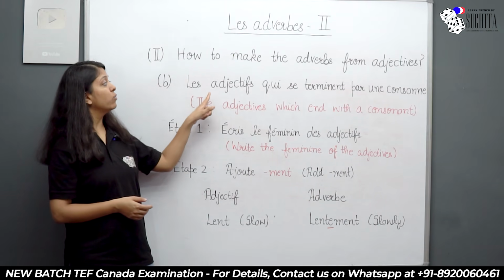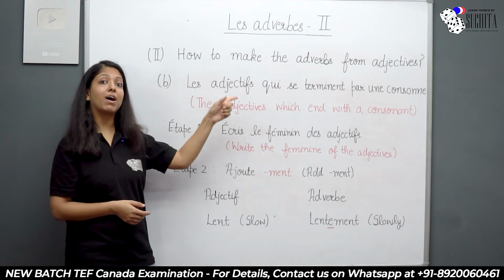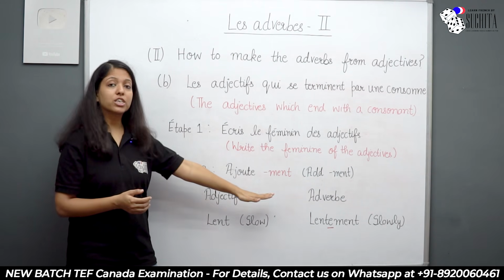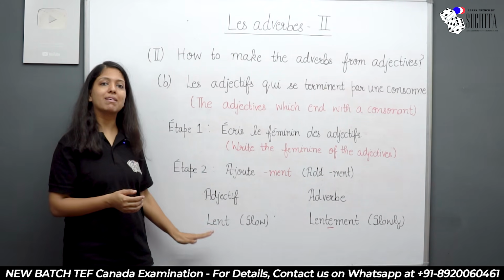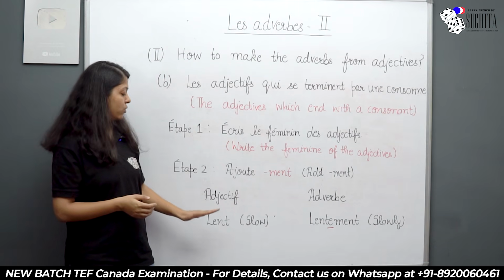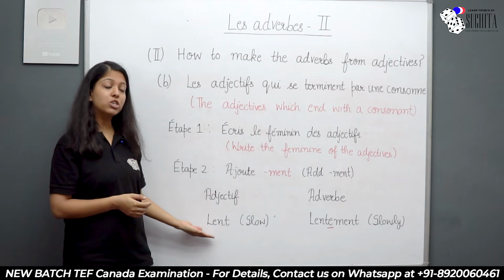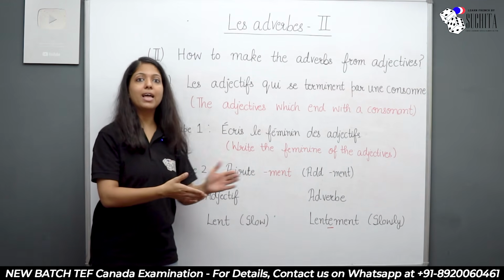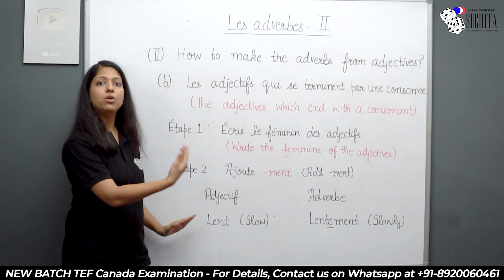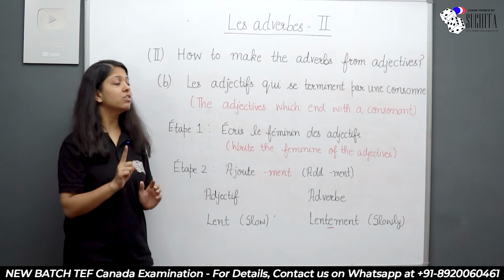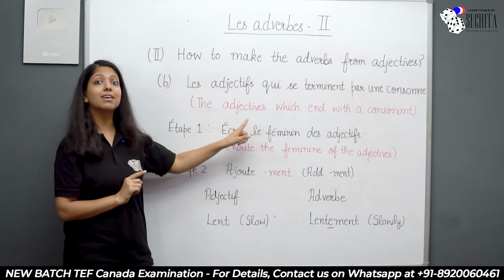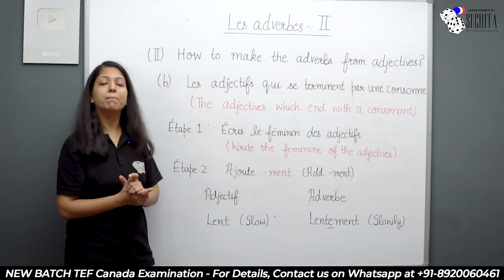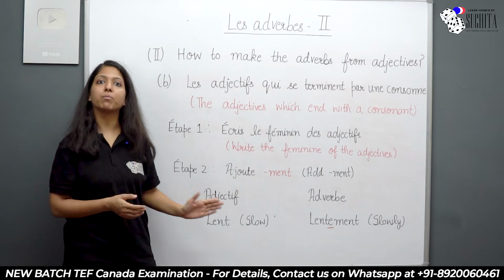Whereas in the first part, where the adjective ends with a vowel, in that case you do not need to make the feminine of that adjective. You just add ment to the masculine form of the adjective only. But here, what do we need to do? You need to make the feminine first. So lent, lente, and then add ment to it. So lent, lentement. If your adjective ends with a consonant, in that case you make the feminine of that adjective and then add ment to it in order to make the adverb from that adjective.